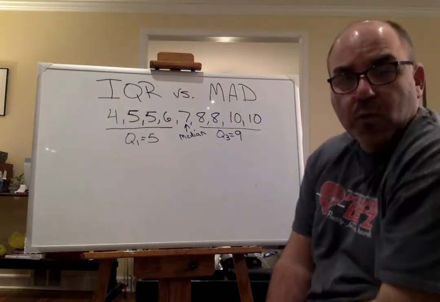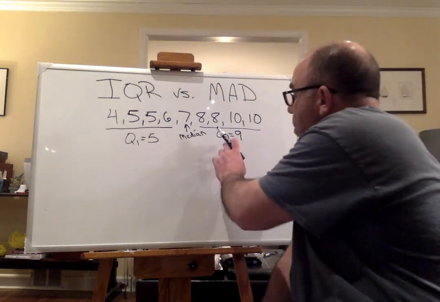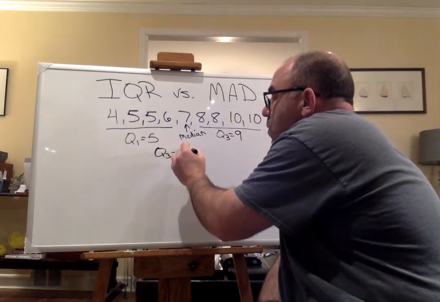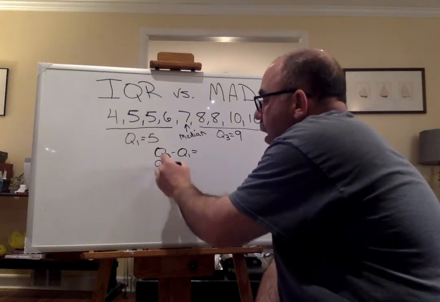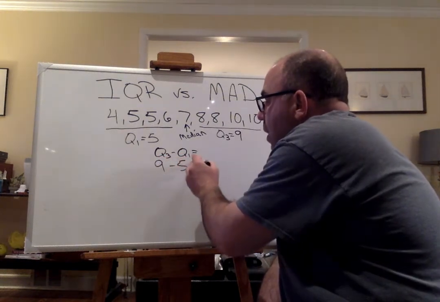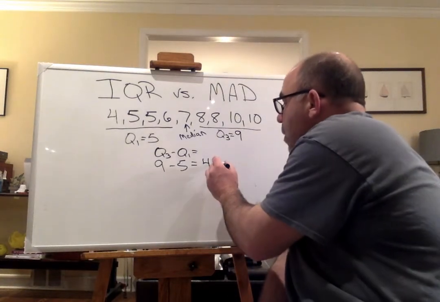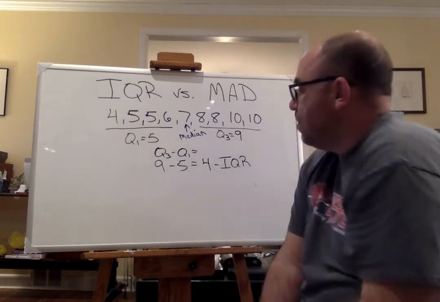So my interquartile range, again, is the difference between Q3 minus Q1, which is 9 minus 5 is 4. Okay? So there is my interquartile range.